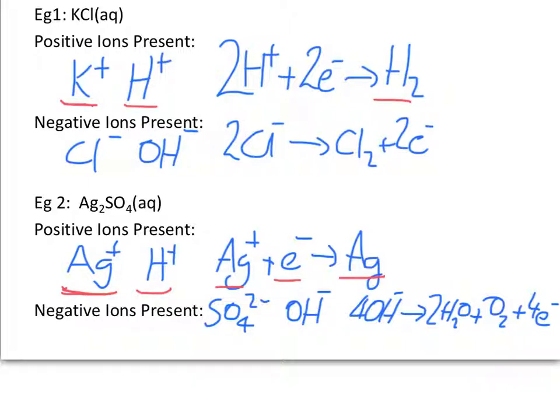With the negative ions, you have to look here. If you have a halide, it will be the element of the halide, the halogen, that will form. So we've got a choice between Cl- and hydroxide. Cl- is a halide, so you'll get chlorine forming. In the second example, we don't have a halide, we have either sulfate or hydroxide. If there is no halide present, oxygen will form, and that oxygen comes from the hydroxide that's in the water.